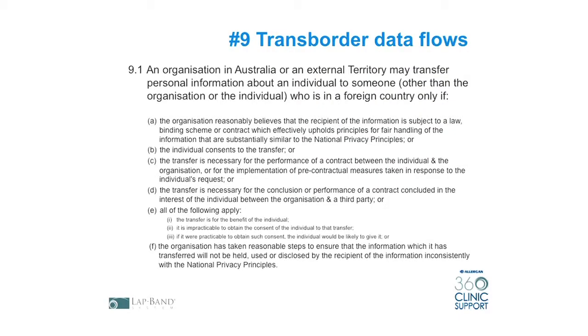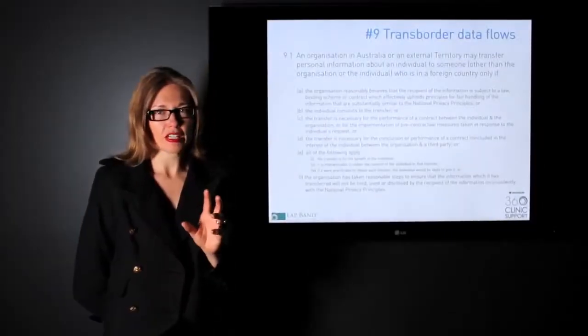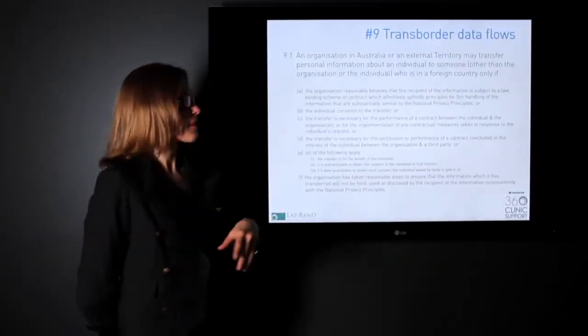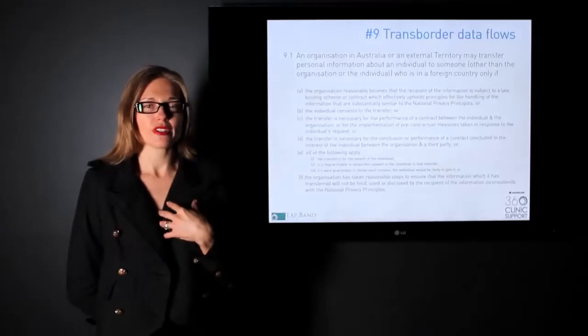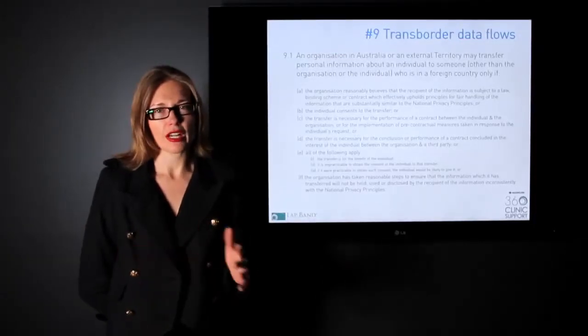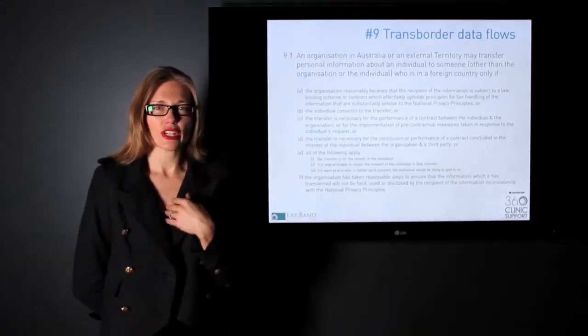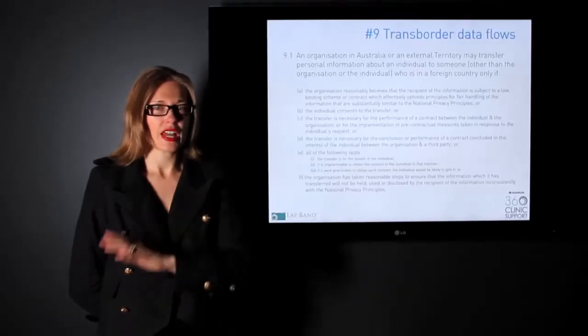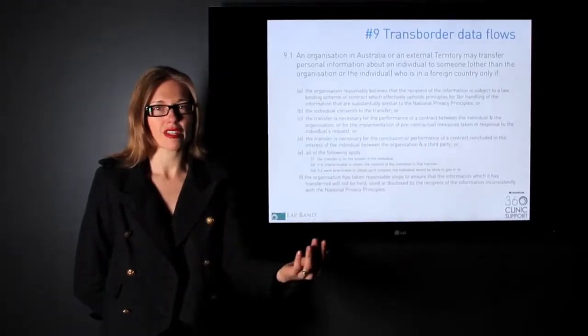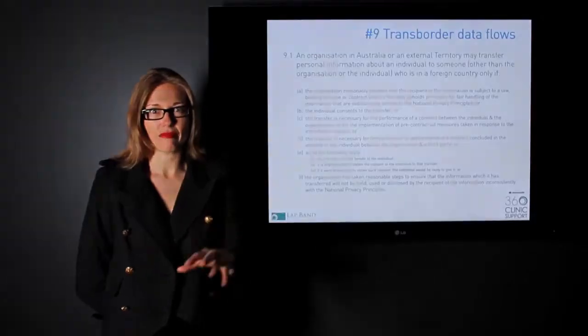So number 9, the second last one, the trans-border data flows. This really talks about the international transfer of data and what the rules and regulations are around that. So it basically says that the person does need to give permission before the data can be transferred, and without that permission, you can't transfer that data to someone outside of the Australian area.